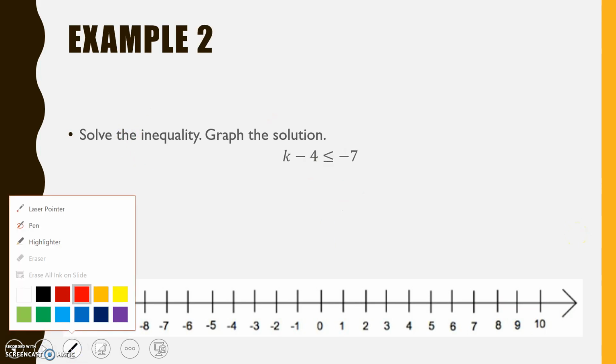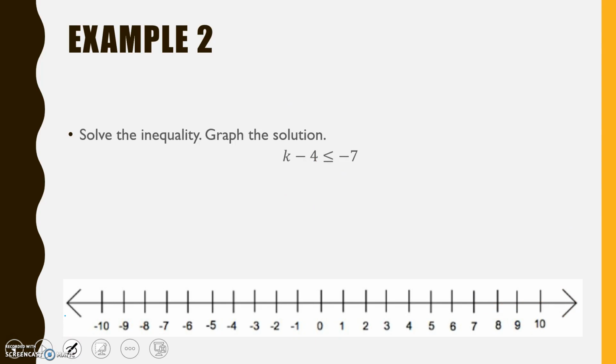So now we have the same idea, solve the inequality and graph the solution. I'm going to draw my line, and I have k minus 4. I want to do the opposite operation, so I'm going to add 4 to both sides. Add 4 and draw my line. Over here, the 4's cancel out. Now I have k less than or equal to negative 3. So there I solved the inequality. That's the first part.